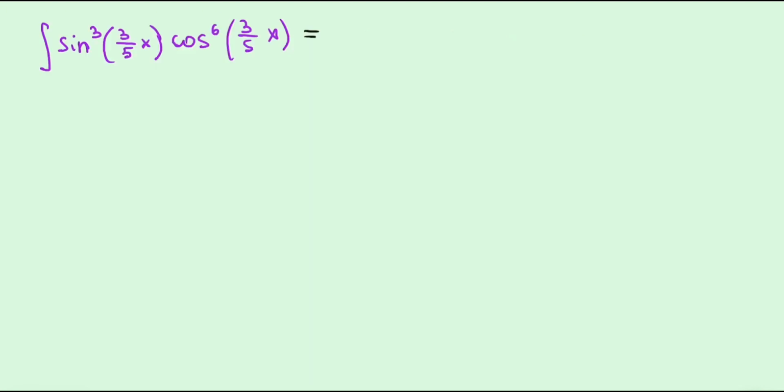In this problem, we're integrating sine cubed of 3/5 x times cosine to the 6th power of 3/5 x. Now what we need to do is to rewrite this equation in terms of either sine or cosine. And to do that, we're going to use our first trig identity, which is sine squared theta plus cosine squared theta equals 1.